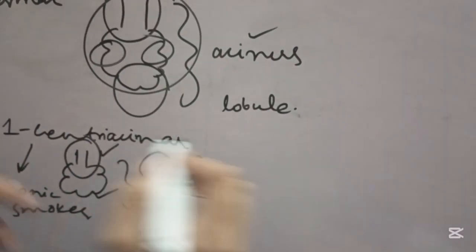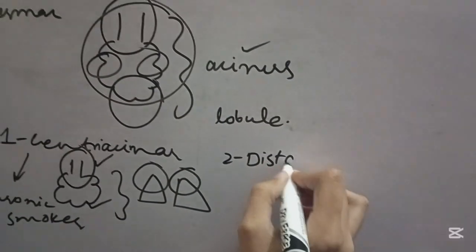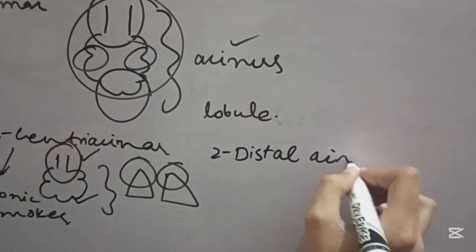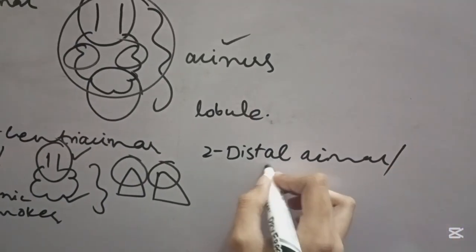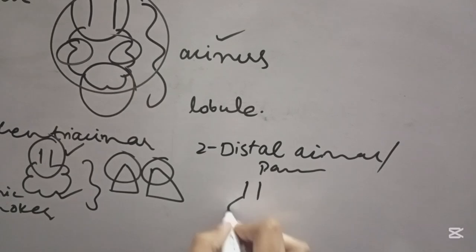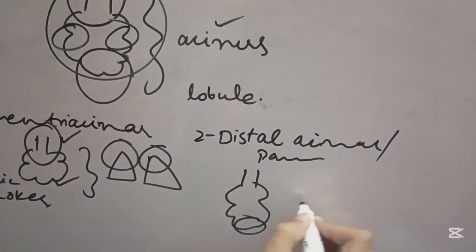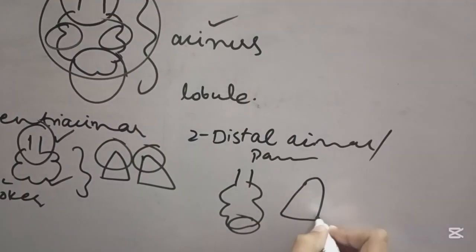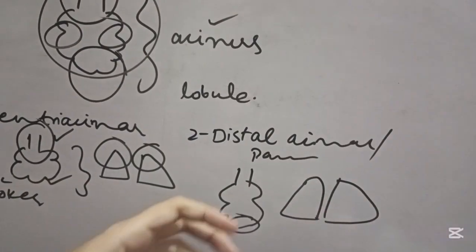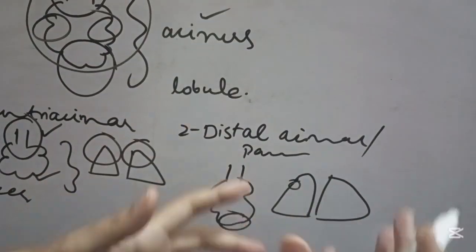Okay, so now let's move toward the second type. We have here our distal acinar emphysema, and these are also known as paraseptal emphysema. Here this is our acinus and the distal part is involved. And if I draw the lungs as this, the areas that are present at the periphery are mostly involved.